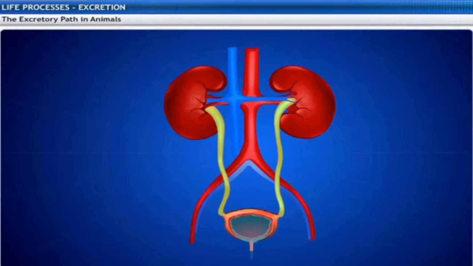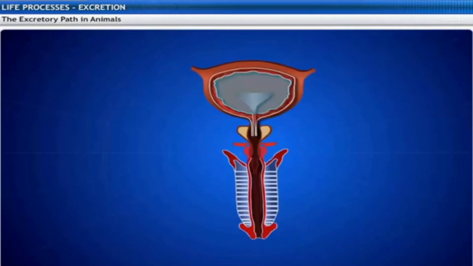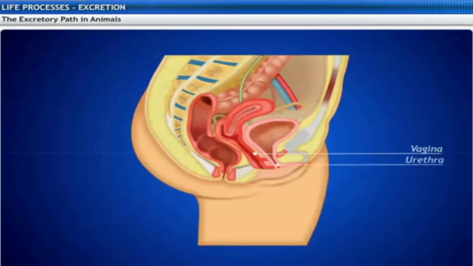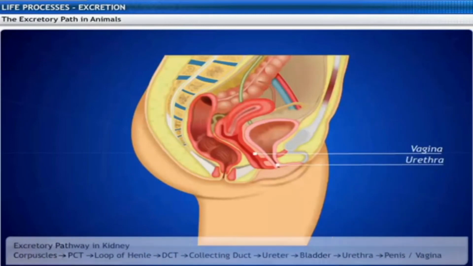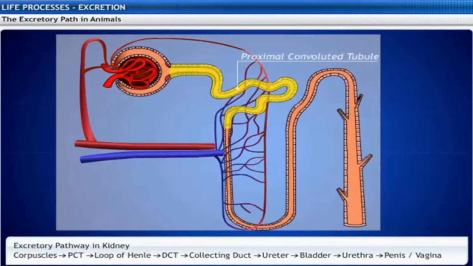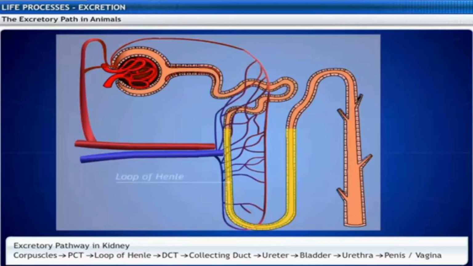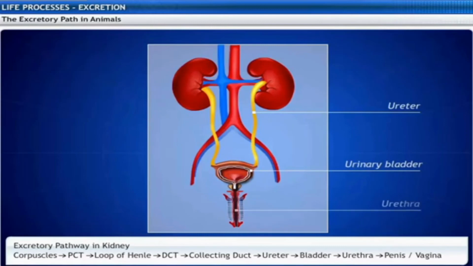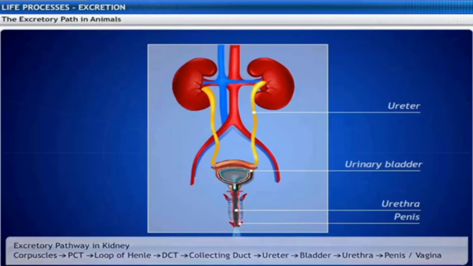The urethra carries urine to the outside of the body. The urethra emerges through the penis in males and close to the vagina in females. Thus, the excretory path in kidneys begins in the corpuscles and moves through the proximal convoluted tubule, loop of Henle, distal convoluted tubule, collecting duct, ureter, urinary bladder, urethra, and finally ends at the penis or vagina.